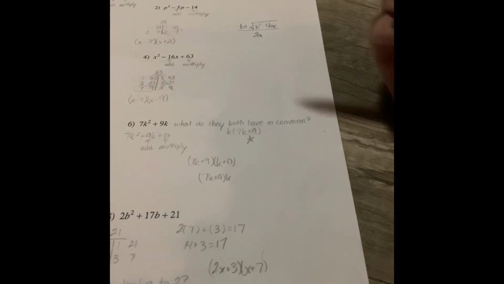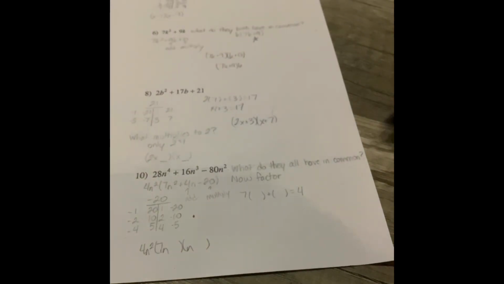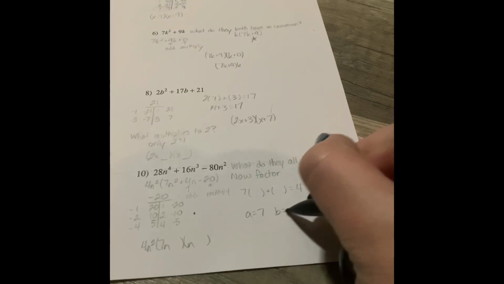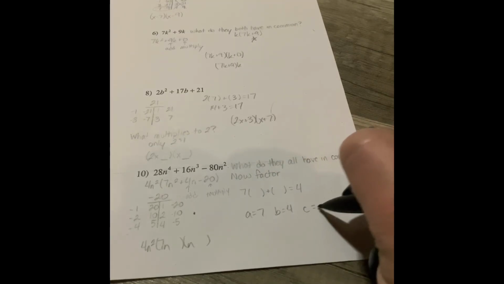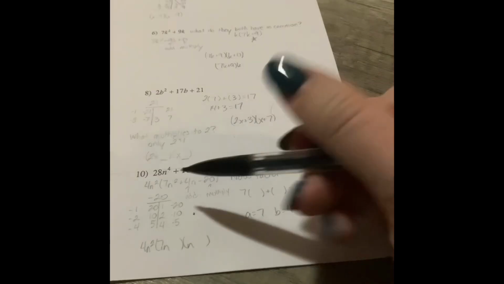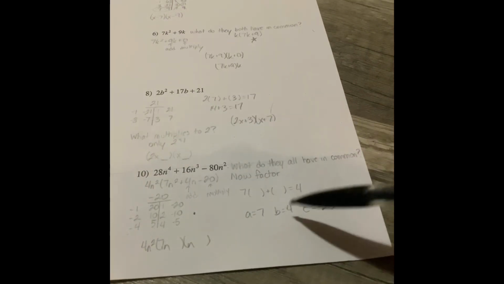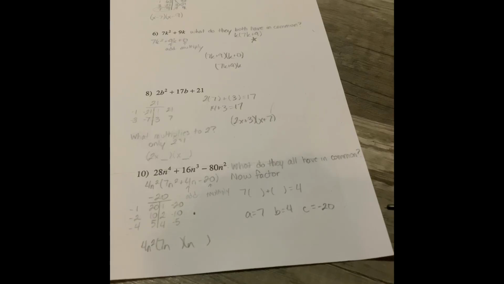So looking at number 10, I'm going to be going back and forth here a little bit. My a is 7, my b is 4, and my c is negative 20. So all I did is a, b, c. And I can plug these numbers into my quadratic formula.